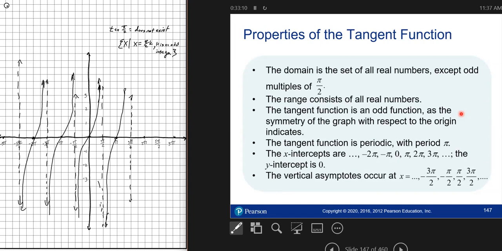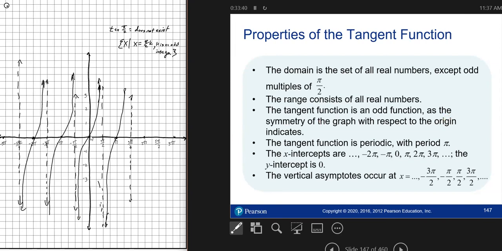And all real numbers is the range, because it goes down to negative infinity, which includes all the negative numbers down there, and it goes up to positive infinity, which is all the positive numbers over there, and includes 0. Okay. The tangent function is an odd function. It is symmetric with respect to the origin.